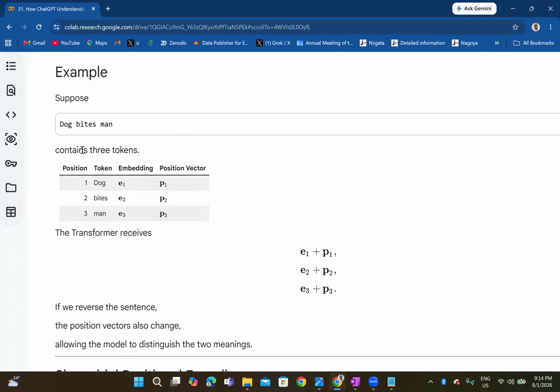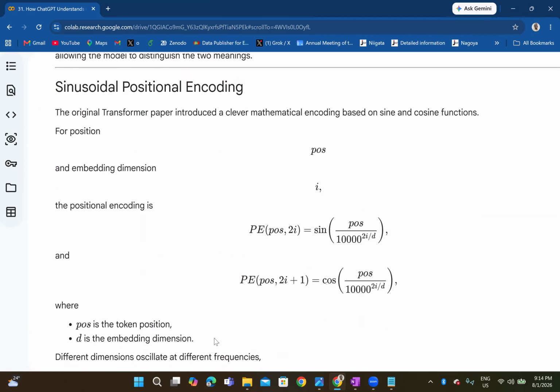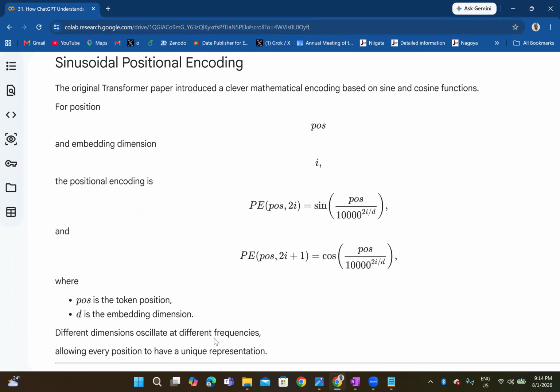Now, suppose dog bites man contains three tokens, with embeddings E1, E2, E3 and positional vectors P1, P2, P3. The transformer receives E1 plus P1, E2 plus P2, E3 plus P3. If you reverse the structure, the positional vectors also change, allowing the model to distinguish the two meanings. So we then have sinusoidal positional encoding. I think we saw that in the last video also. The original transformer paper, by Ashish Vaswani et al., introduced a clever mathematical encoding based on sine and cosine functions. So for position, you have pos, and for embedding dimension, you have i.